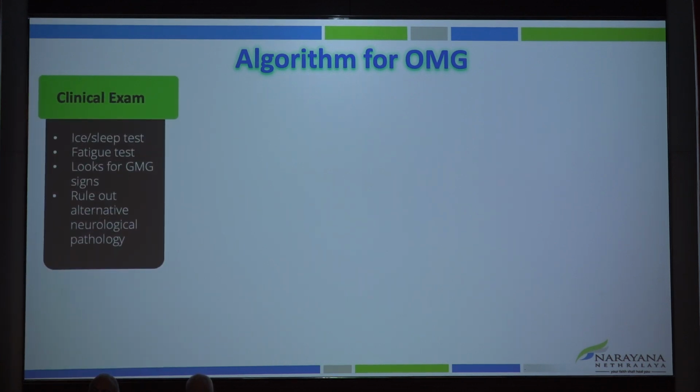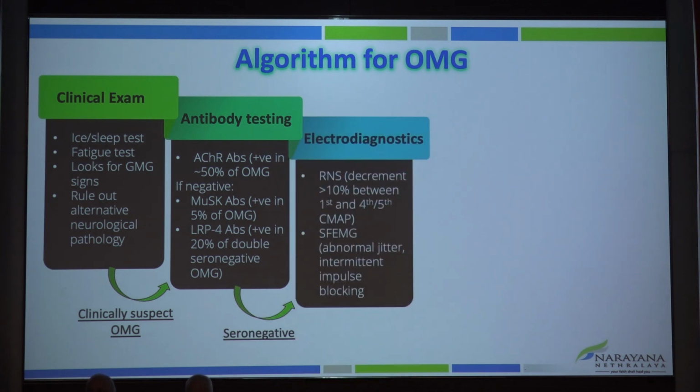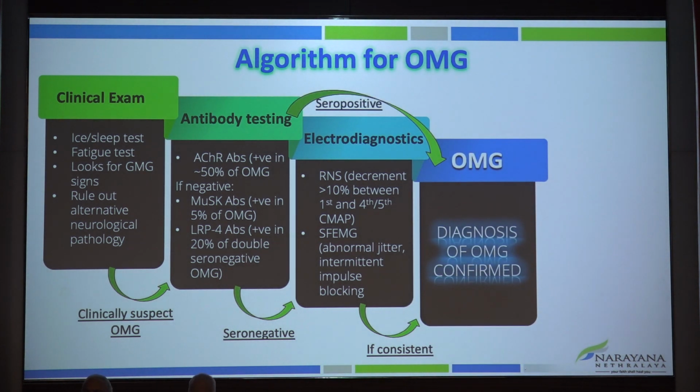Clinical examination, as I said, it's a clinical diagnosis. Ice and sleep test, fatigue test. Look for any generalized signs. Rule out alternative neurological pathology. If after that you still clinically suspect ocular myasthenia gravis, do your acetylcholine receptor antibodies, the MuSK antibodies, and the LRP4 antibodies. If it's seronegative, you can do electrodiagnostic testing as mentioned here. If consistent or if seropositive, then you know this is a diagnosis of OMG.